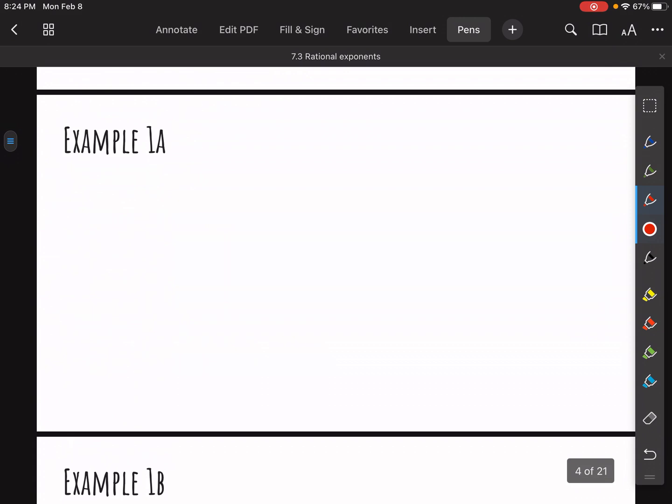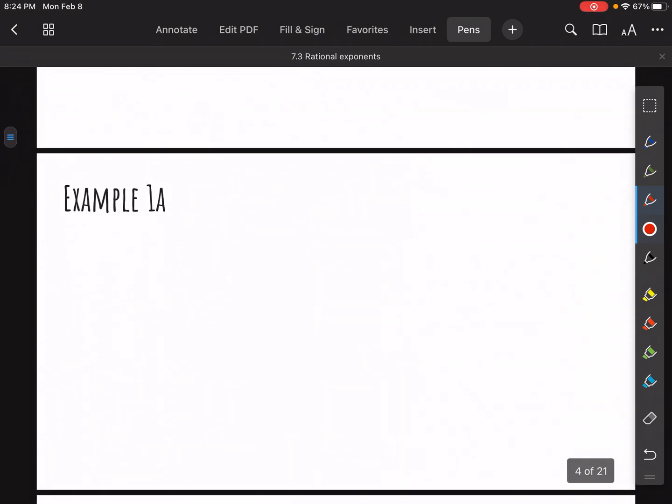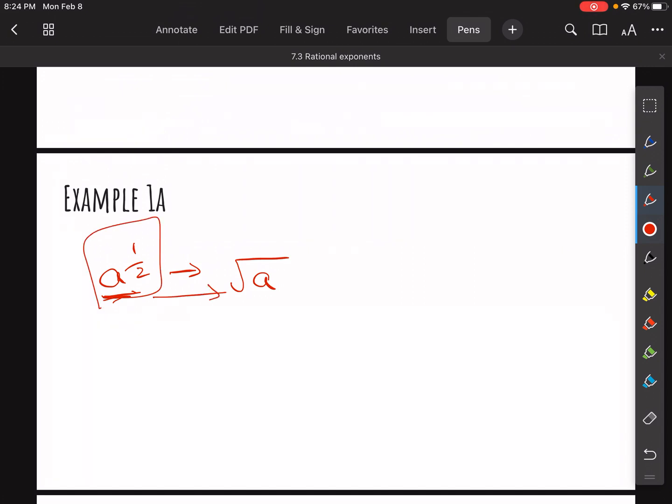Oh, I didn't even give you guys the examples. Hopefully these are in your notes, but luckily I have a textbook here. Example 1a says let's take a to the 1/2. That's the same thing as taking the square root of a. The directions for example 1 are to write the expression in either radical form or exponential form. If it's in exponential form, write it in radical form, and if it's in radical form, write it in exponential form.